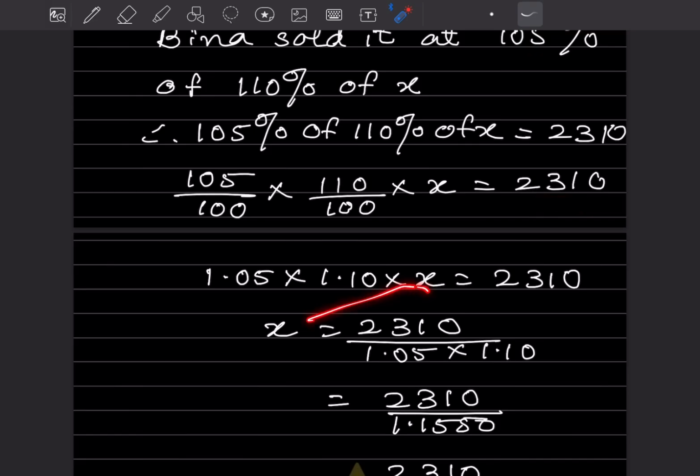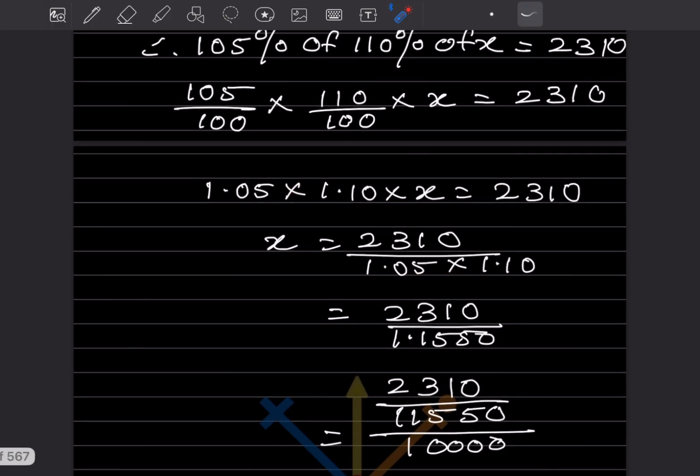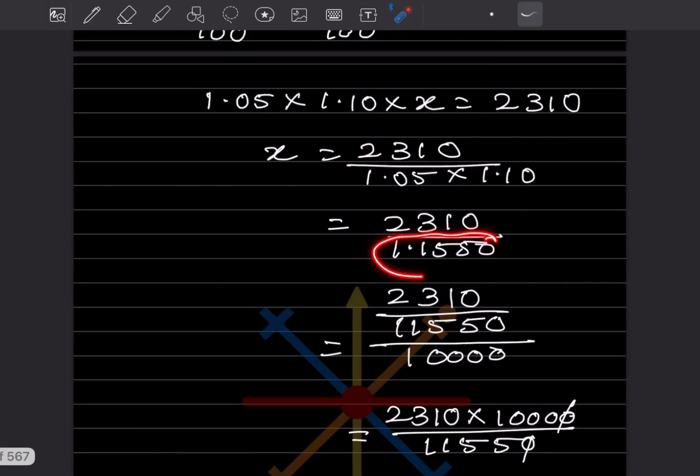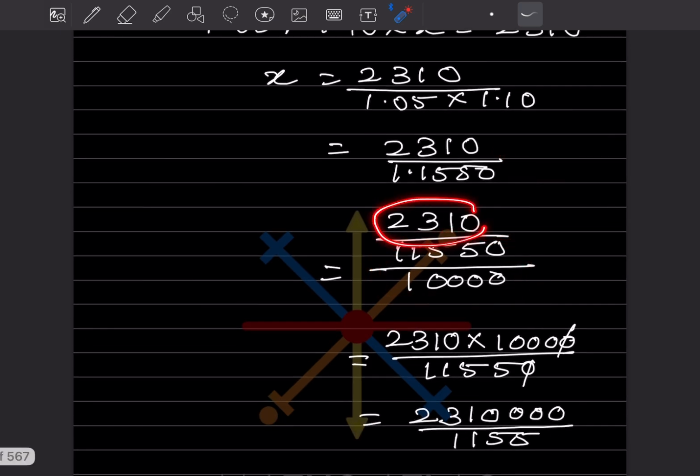So X is going to be 2310. This will go to the other side, so that will get divided. So when you multiply this, you get this part. This is the same. Here I have simplified without using the calculator. After the decimal, there are 4 numbers. So we have to put 4 zeros, and this number is going to be the same. This is the numerator and this is the denominator. Numerator stays as it is, so the denominator gets flipped over.